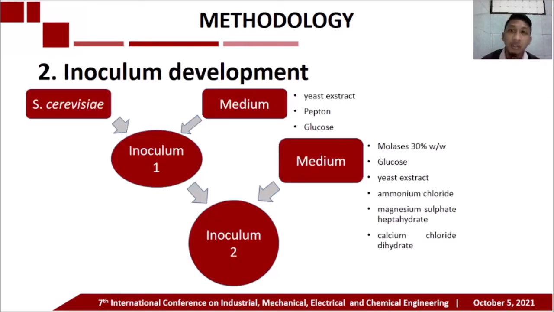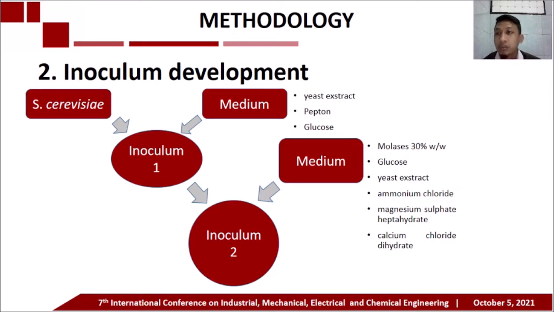The second is inoculum development. The inoculum was developed in two steps: firstly the activation inoculum and secondly the starter inoculum. The activation inoculum was activated from stock culture by inoculating Saccharomyces cerevisiae into medium containing yeast extract, peptone, and glucose. It was incubated in a shaker incubator for 24 hours at 30 degrees Celsius and a rotating speed of 125 rpm.